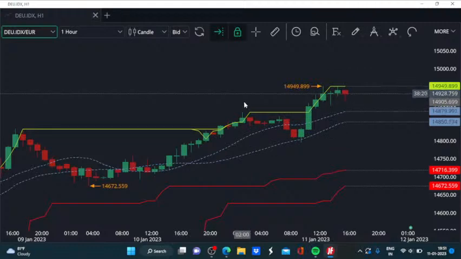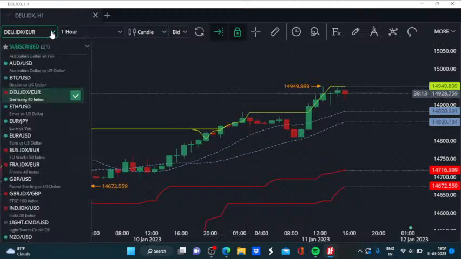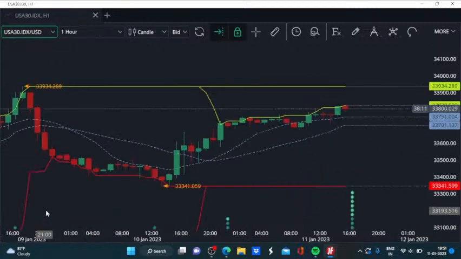So that's my take looking at the current price formation of the DAX, and also prior to this we saw the price formation for the key equity indices for the United States also.